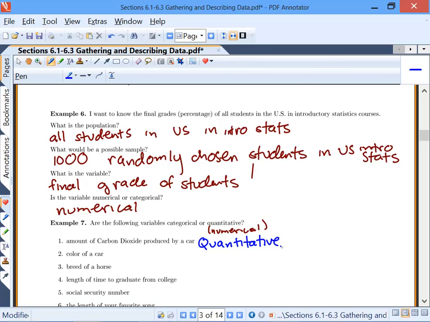So number 2, though, color of a car, that would have to be categorical. Breed of a horse would be categorical. Length of time to graduate from college, quantitative, because you could put numbers to it. Your social security number. Categorical. Okay, so it's actually not quantitative.